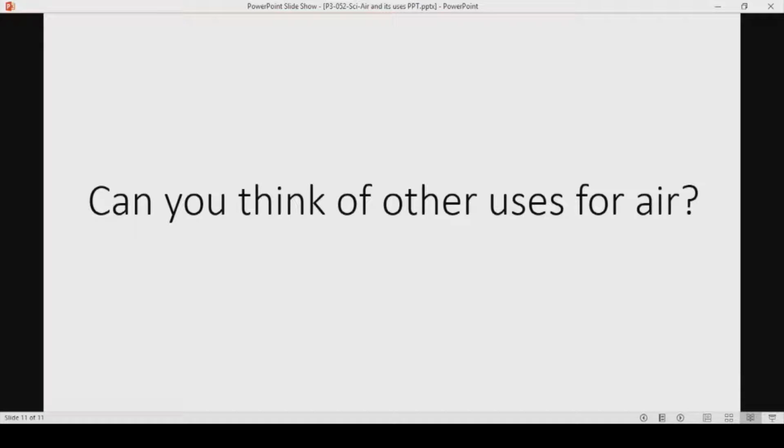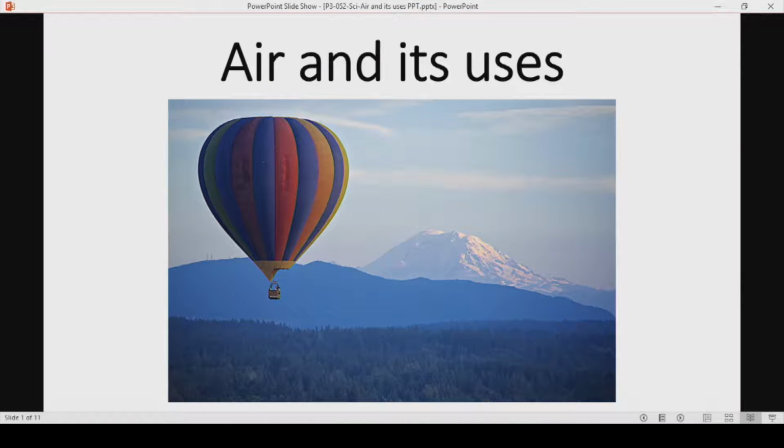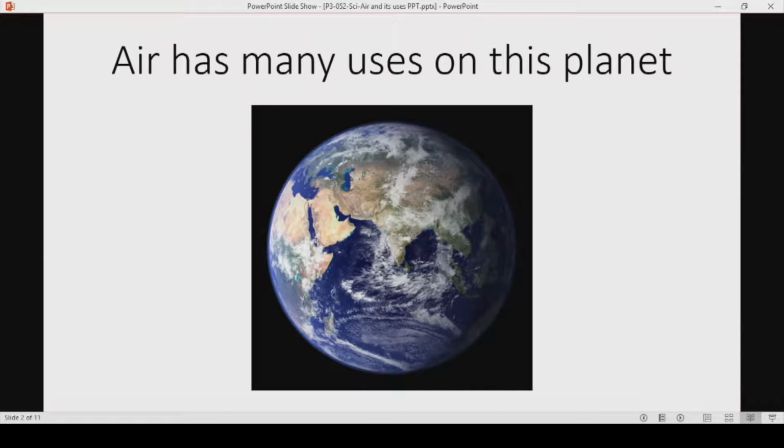Can you think of other uses for air? We'll have an activity soon to think. But for now, guys, let's practice the vocabulary one more time. Air has many uses on this planet.